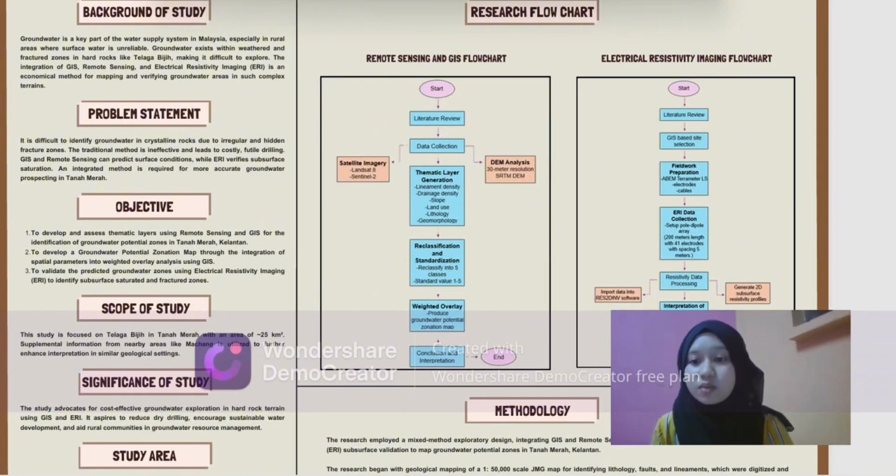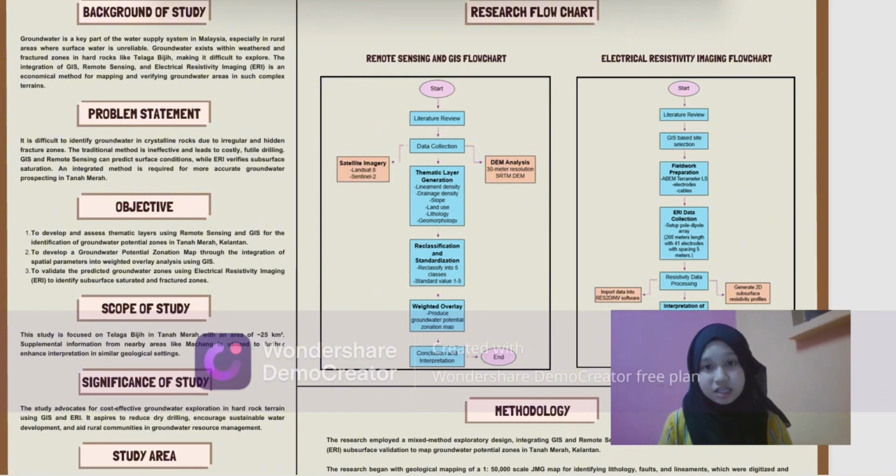Second, we look at the problem statement. It is difficult to identify groundwater in crystalline rock due to irregular and hidden fracture zones. Traditional exploration methods such as random drilling or relying solely on geological intuition often result in failure and financial loss. This problem arises because the rock in the study area lacks natural porosity. Instead, groundwater collects in unpredictable spaces created by weathering and fracturing.